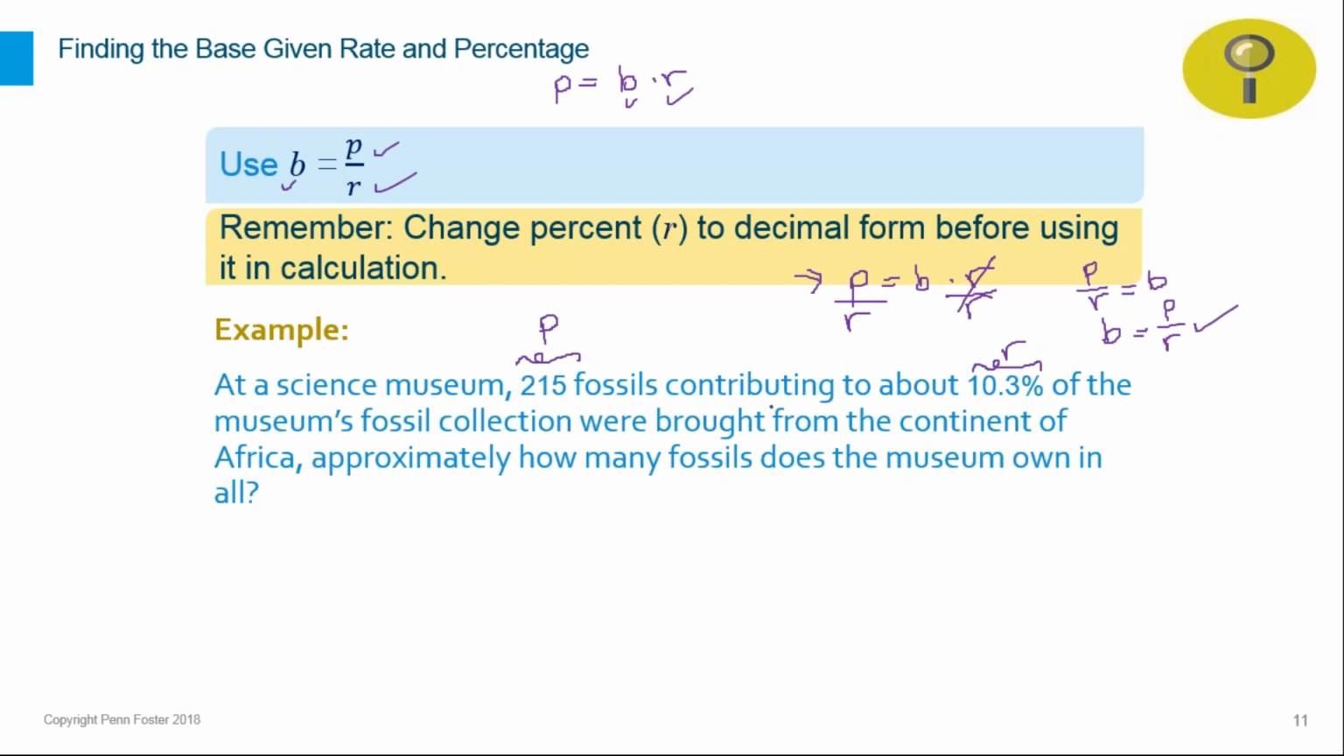Okay, so that number of fossils contributing to that percent of the museum's fossil collection were brought from the continent of Africa. Approximately how many fossils does the museum own in all? There is another clue, in all, that tells us that the unknown is the base. The base is the original amount that the percent is applied to. So that is another clue that 215 is the P, and of course the 10.3% is the R.